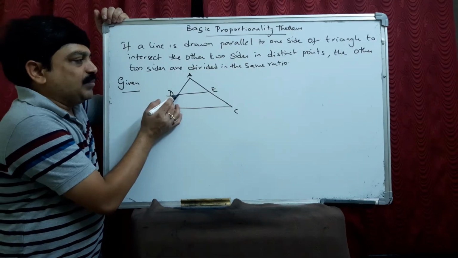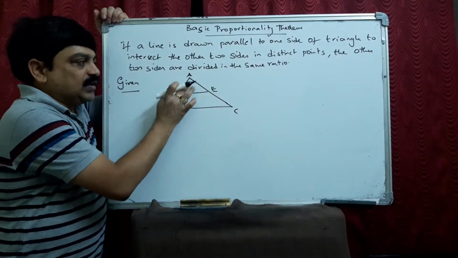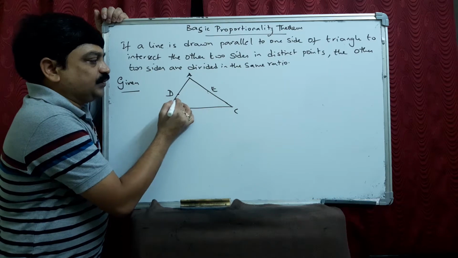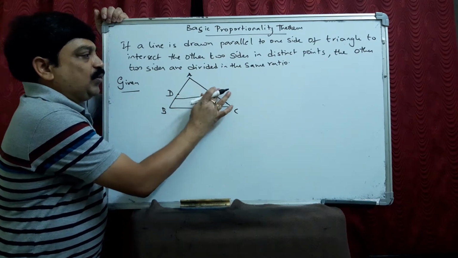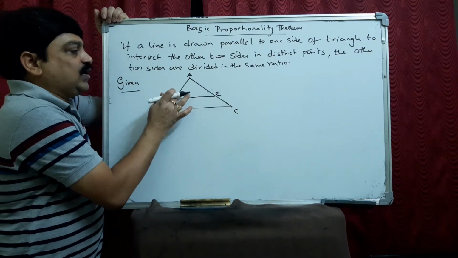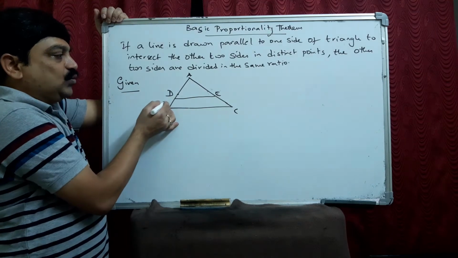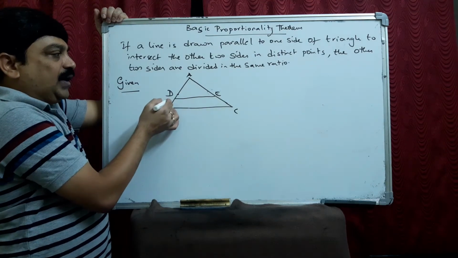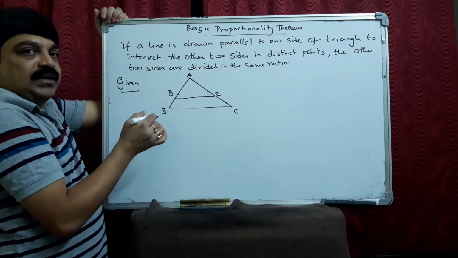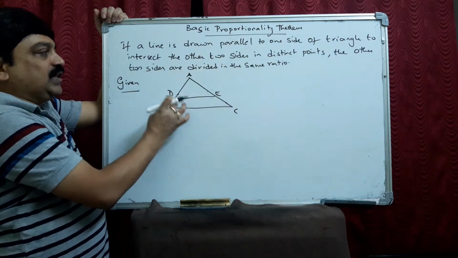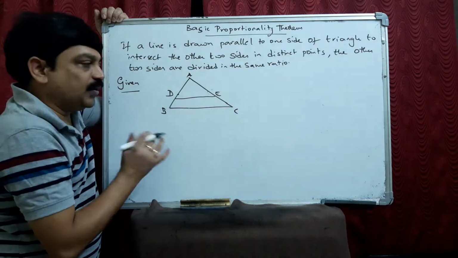Don't think that this is the midpoint. You can take this here also. This is not the midpoint. They divide in the same ratio. Same ratio means if it is 4 by 2, it will be 4 by 2. If it is 4 by 3, 4 by 3. Like that it happens. Don't think that same ratio means these are the midpoints.